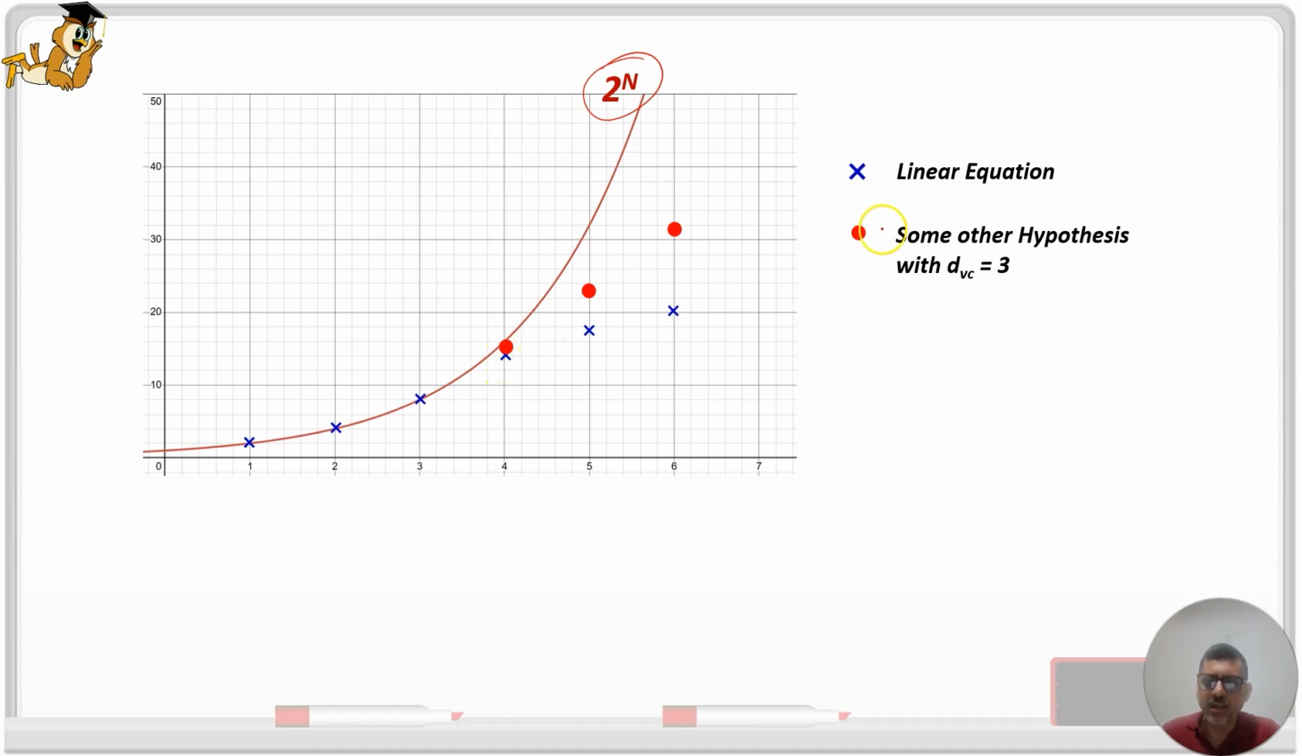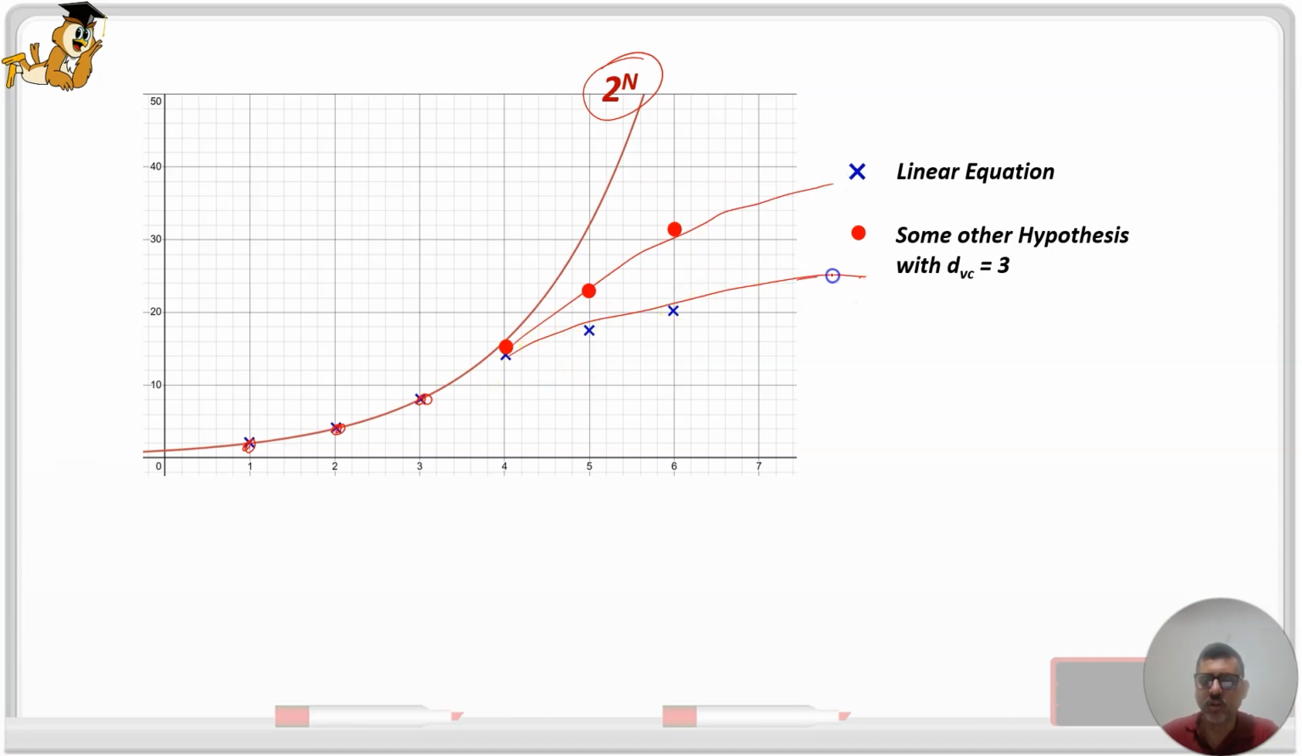If you had some other hypothesis with the same VC dimension 3, what would happen is till 3, these red dots would continue to fall on the curve 2 to the power n, beyond which they would diverge. So what Sauer's lemma refers to is essentially the growth of these growth functions beyond the breakpoint. So how do they grow, or what is their behavior after they have crossed the breakpoint?